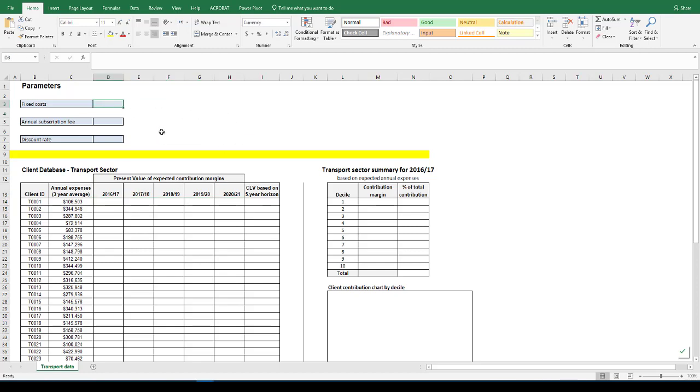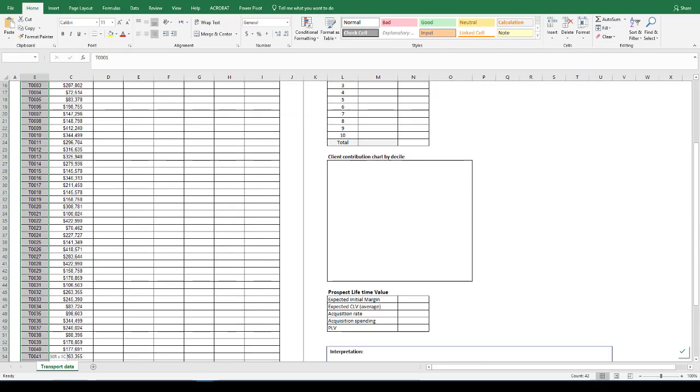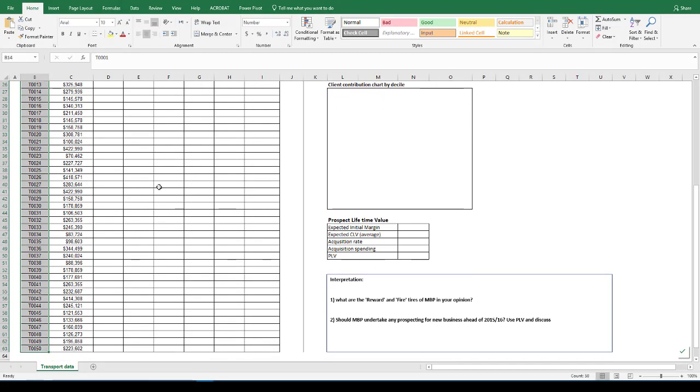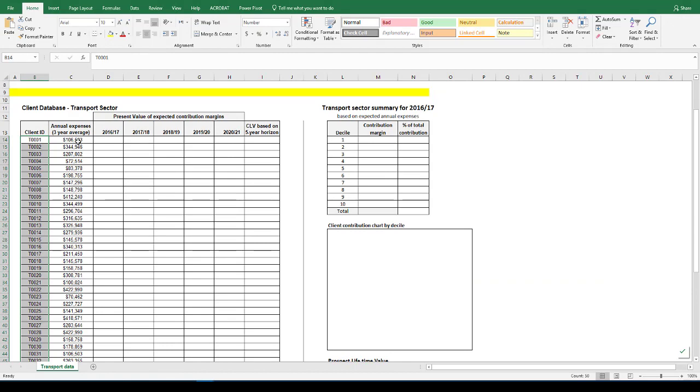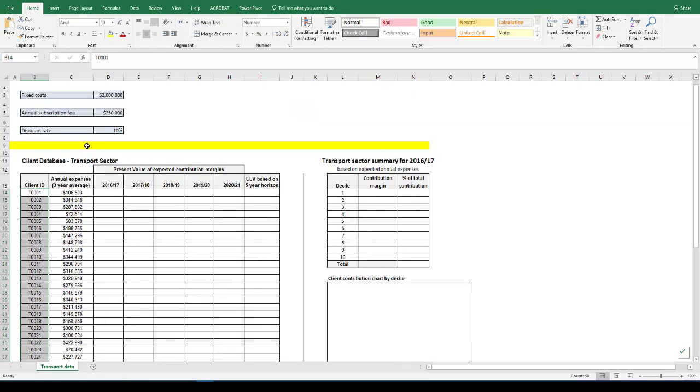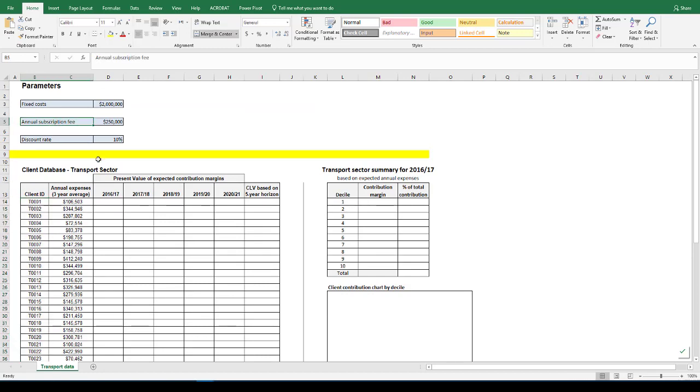So the fixed cost, as I mentioned, is $2 million. You've got $ here. If you don't have $, just change the format from General to Currency. The annual subscription fee is $250,000 and the discount rate is 10%. So you have to just complete this from the case that you are given. And now we are ready to find the CLV for each customer. We have 50 clients here. We've got the average annual expenses for each customer, and also we've got the annual subscription fee.